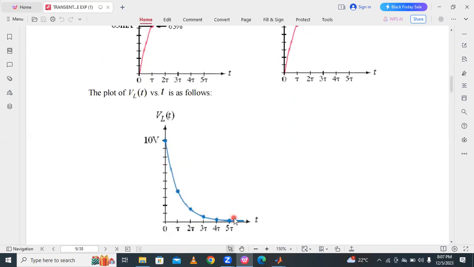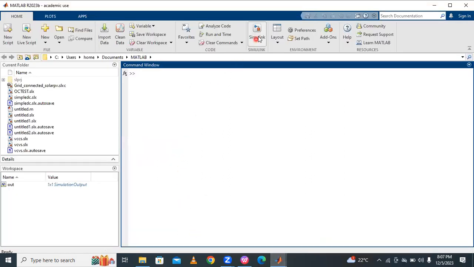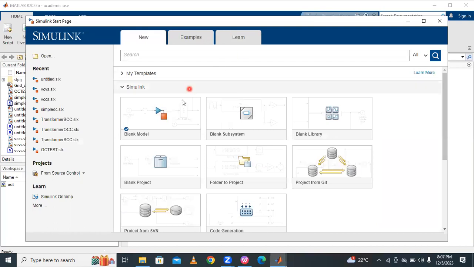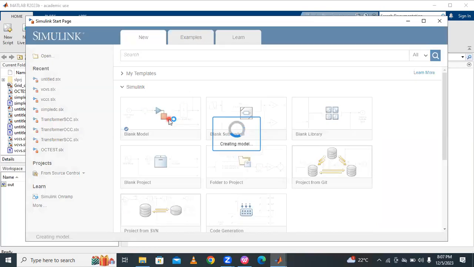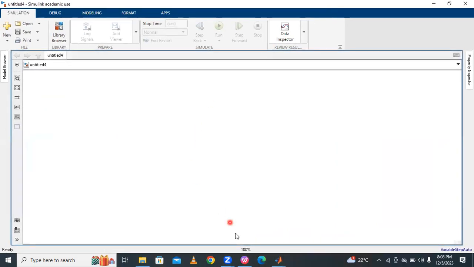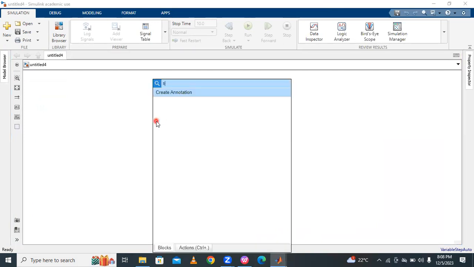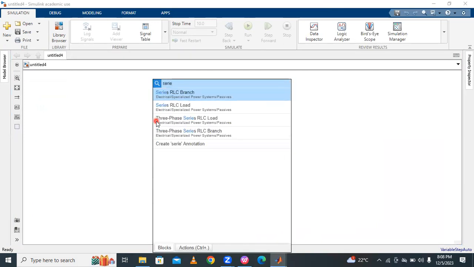This can be understood by using MATLAB Simulink. Go to MATLAB here, open Simulink, press Simulink and go to create model. Open a new one, and then here for the series RL circuit, take a series RLC branch.